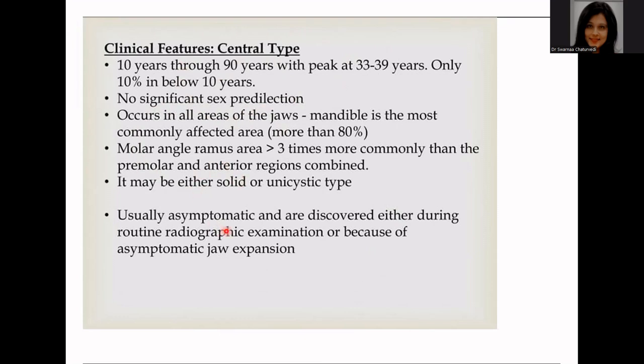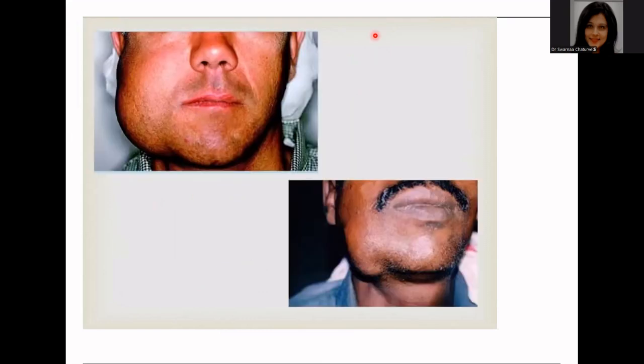As previously discussed in the WHO classification, it may be either solid or unicystic, but solid ones are more common. Usually asymptomatic, they are discovered either during routine radiographic examination or because of asymptomatic jaw expansion.